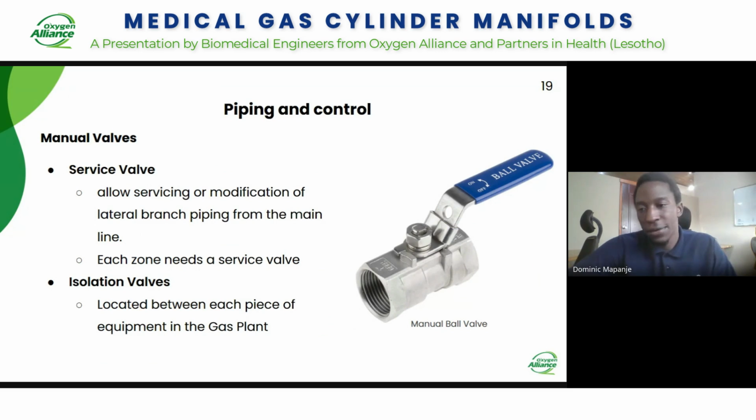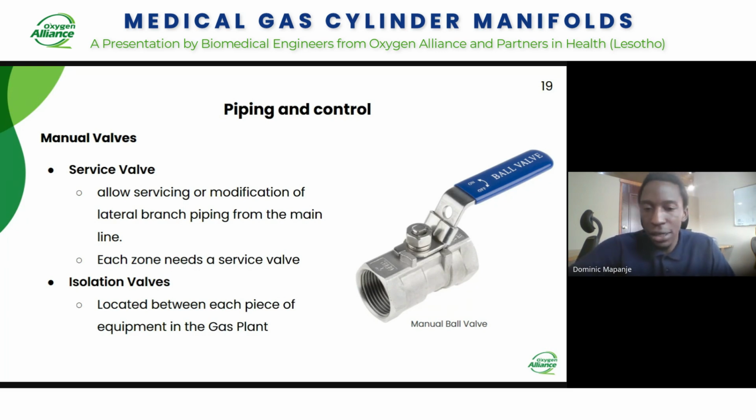Then we have the service valves. These are put in place to allow for servicing or modification of lateral branch piping from the main line. Each lateral branch from the main line will have its service valve, and each zone will also need its service valve. In zones, these service valves come in handy when we want to do maintenance on the zone valves. You switch off the service valve to those zones. If you want to do maintenance on a particular section, you turn off the valve to that section without affecting the rest of the pipeline.